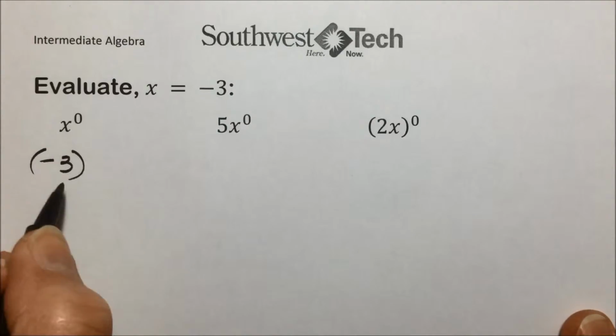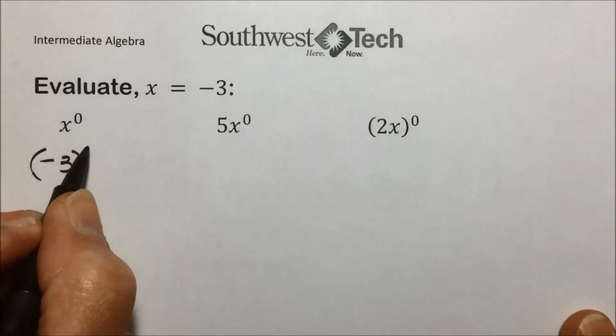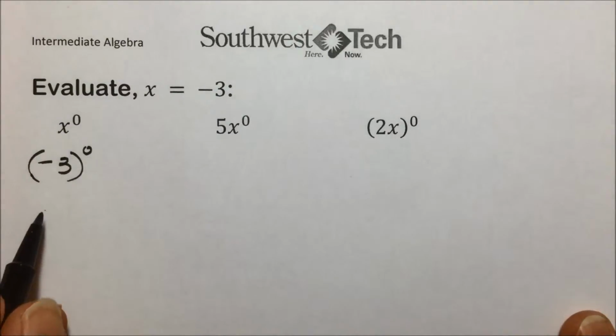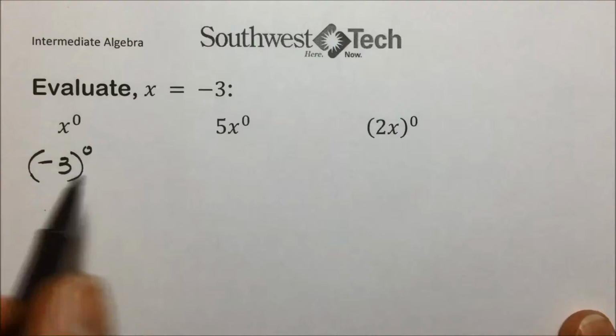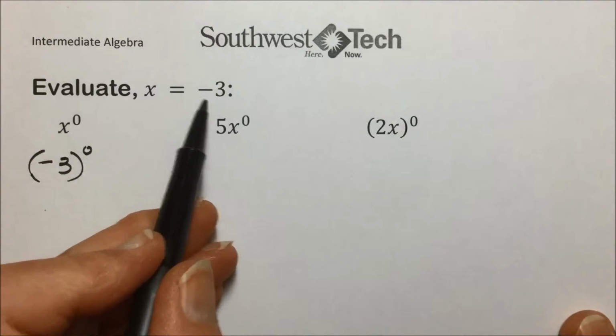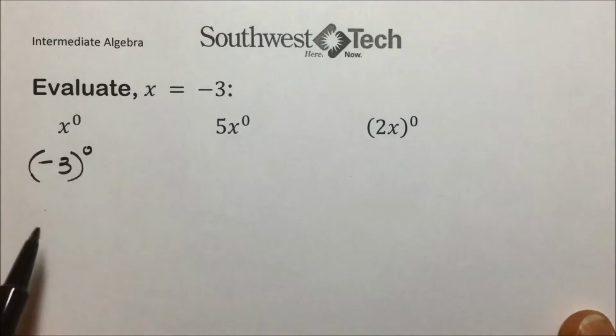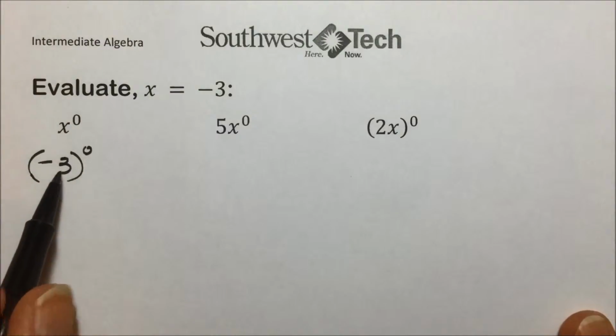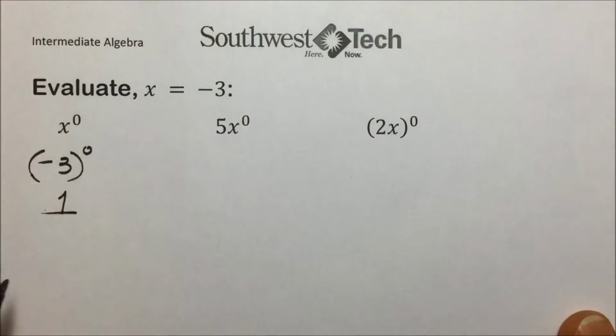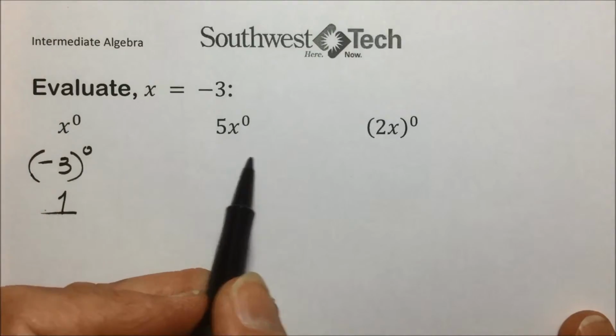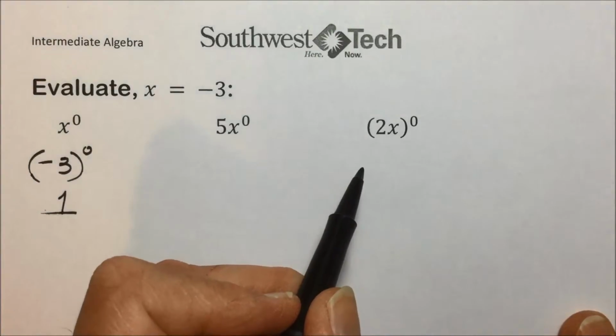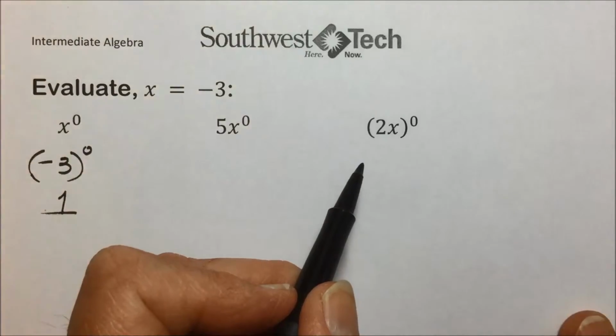By definition, anything raised to the 0 power is equal to 1. So regardless of what that x was, other than 0 (0 to the 0 power is undefined), here we have an answer of 1.